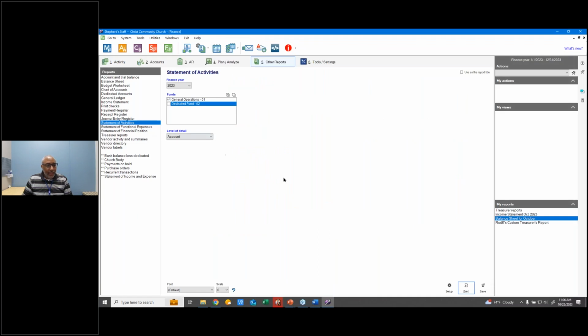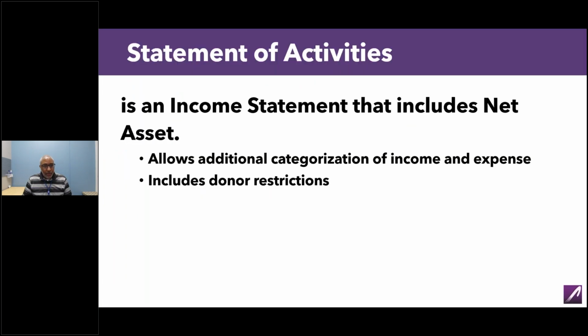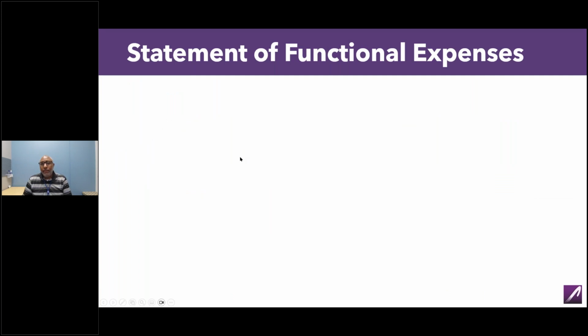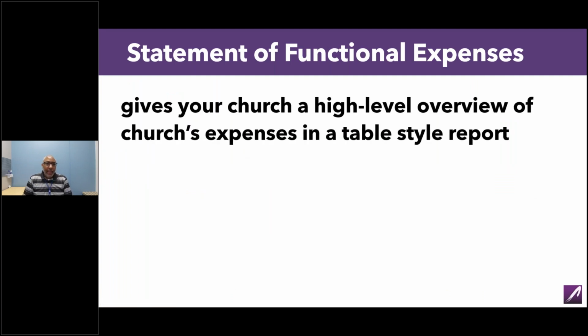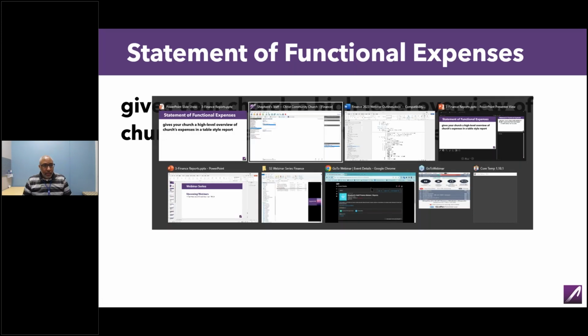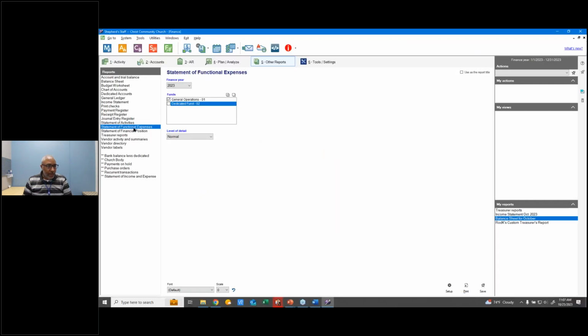Let me close that. Then the final of these nonprofit reports is the statement of functional expenses. This report gives your church a high-level overview of your church's expenses in a table-style report. So I only have one line on this one. It's just expenses, but those categories that we set up, instead of them being down the left-hand side, they're across the top. So I'm going to say right here, statement of functional expenses. We'll start with normal.